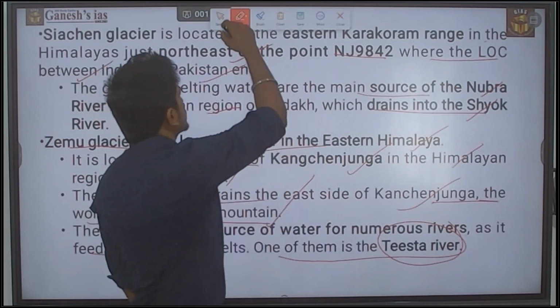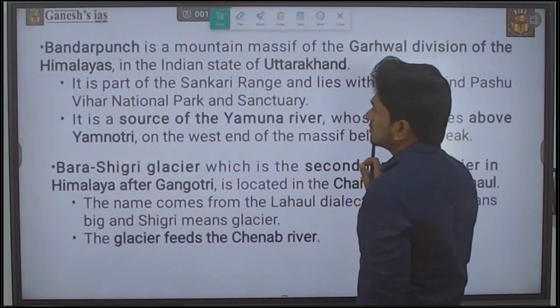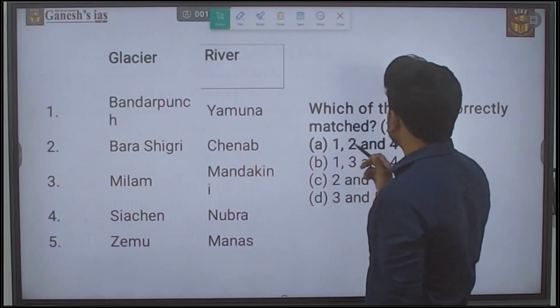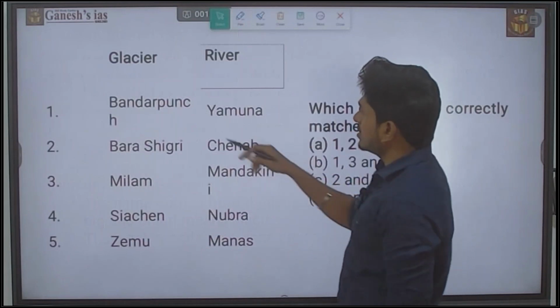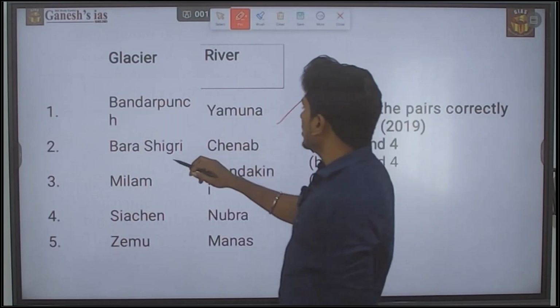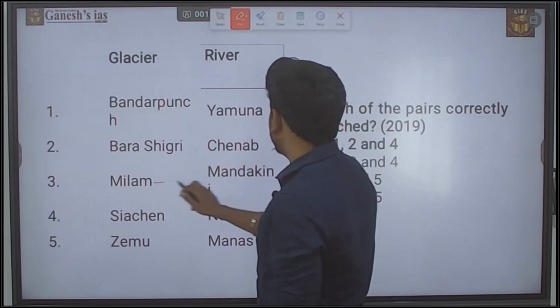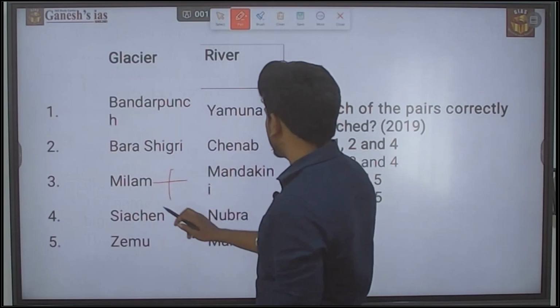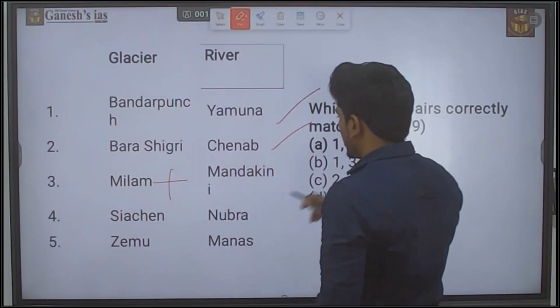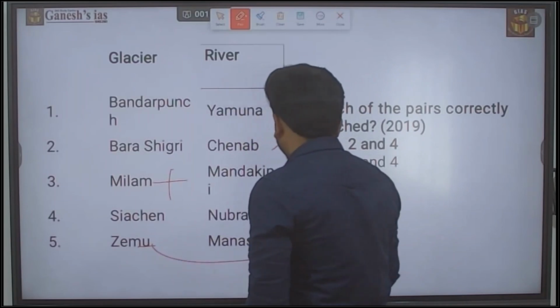So these are the facts. Based on these facts, you can easily answer it. For Bandarpunch, the question is correctly matched: Bandarpunch is Yamuna, that is right. Next, Vara-Shigri, it is Chenab, that is also right. When it comes to Milam, it is not Mandakini. When it comes to Siachen, it is Nubra, that is right. When it comes to Zemu, it is actually the Teesta River.